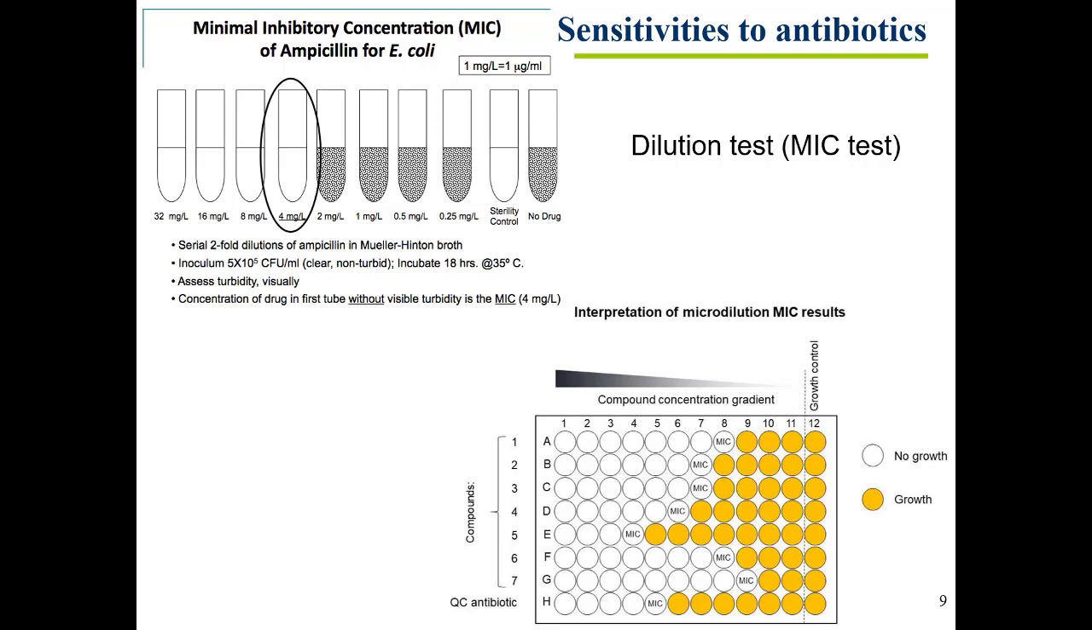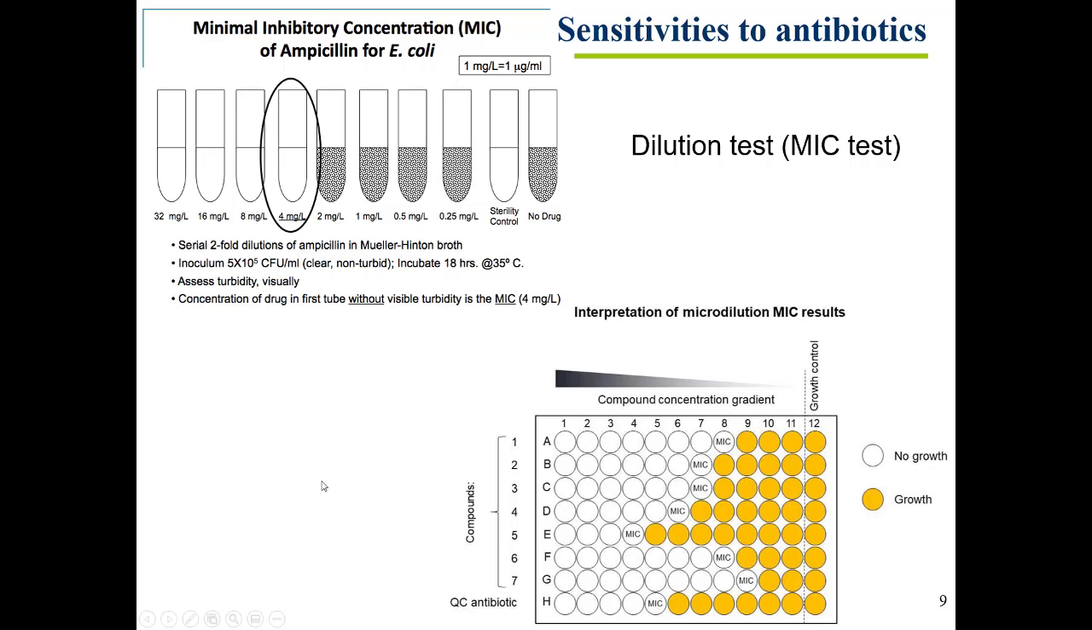So if you look at row 1, there is no growth from tube 1 all the way to tube 8, and then the yellow indicates growth of the bacteria. So again, the last tube that has inhibited growth is called the MIC. This is a typical test that is run all over the place to do antibiotic sensitivities.